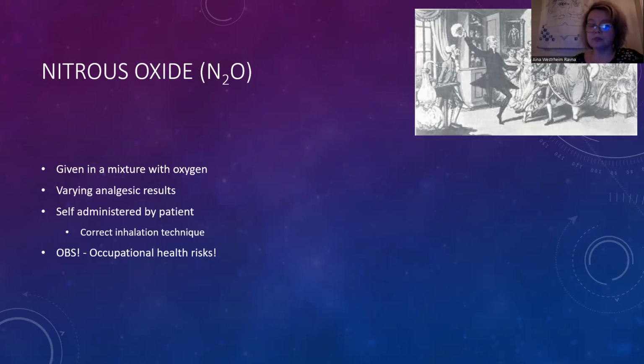So the team around the patient may get some nitrous oxide inhaled.